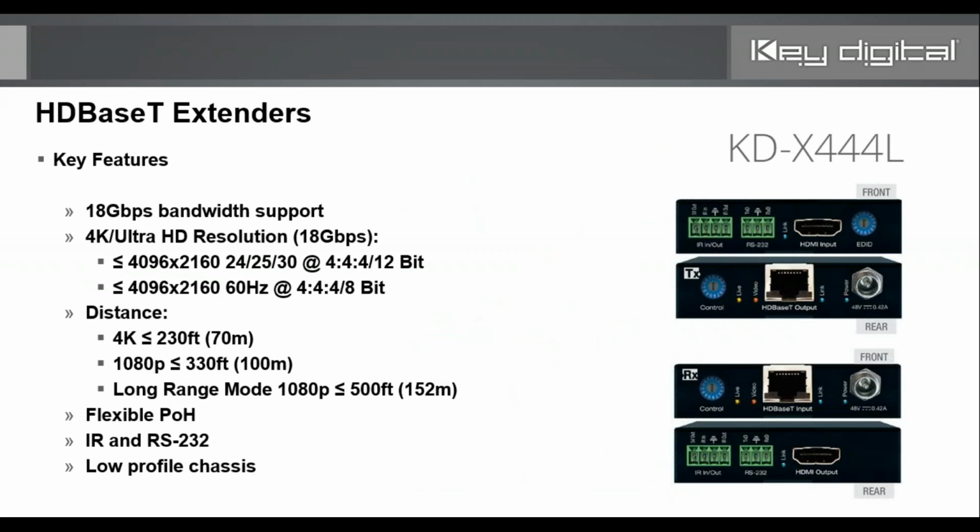So now that we've covered the typical design considerations and usage scenarios, let's get into the products. Beginning with KDX444L. We call this 444 because this product supports 4K at 444 chroma subsampling, 12-bit color depth. That, for those of you in the know, will get you a bandwidth of 18 gigabits per second.